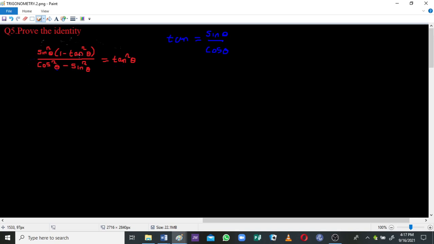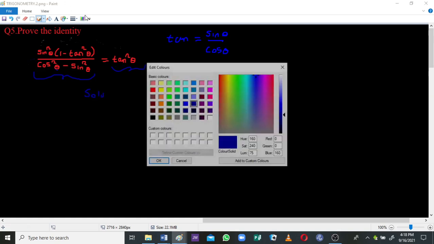Get 1 minus tan squared theta close. And then the denominator is cosine squared theta minus sin squared theta. Now I want to show that this part is equal to this part. So this part is equal to tan squared theta. Now to do that, we can just do the solving there.